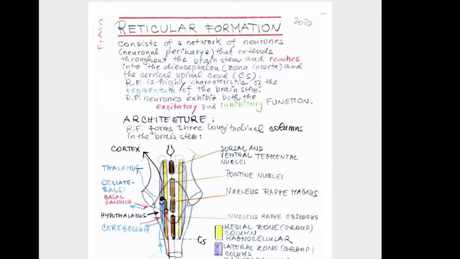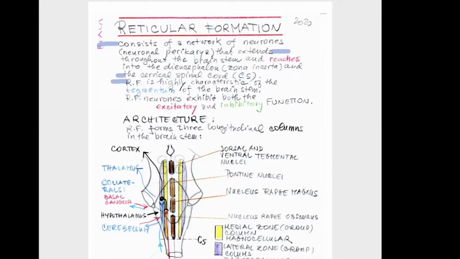As written here, it consists of the network of the neurons, the reticular formation, that extends throughout the brainstem and reaches into the diencephalon, into the zona incerta. We will speak about that in the following minutes. And the cervical spinal cord C5. You probably remember that at some sections of the brainstem and also spinal cord, we have drawn in the cross sections in the diagram some groups of dots and mentioned that this is the reticular formation. Reticular formation is highly characteristic in the tegmentum, not in the tectum, but in the tegmentum of the brainstem.